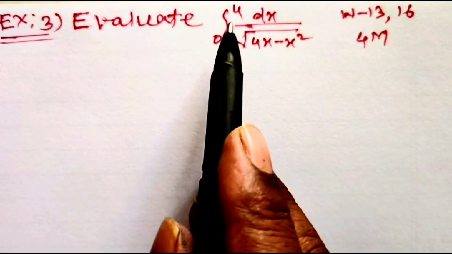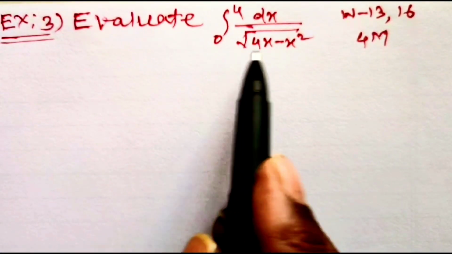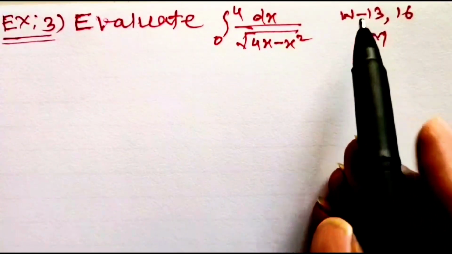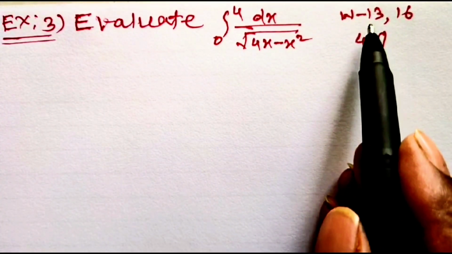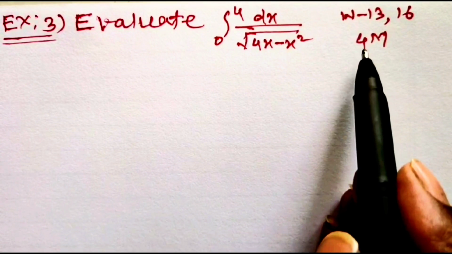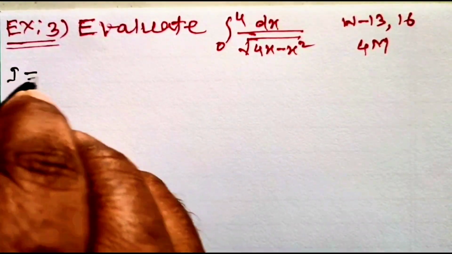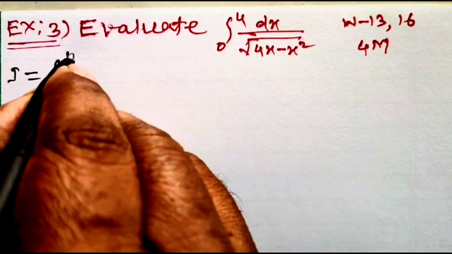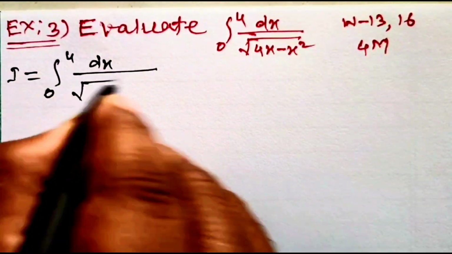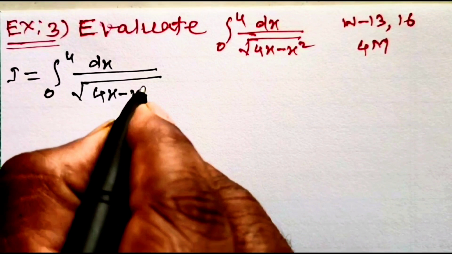Evaluate integral from 0 to 4 dx divided by square root of 4x minus x square. This sum appeared in winter 2013 and winter 2016 for 4 marks. Let us solve this sum. I is equal to given integral 0 to 4 dx divided by square root of 4x minus x square.